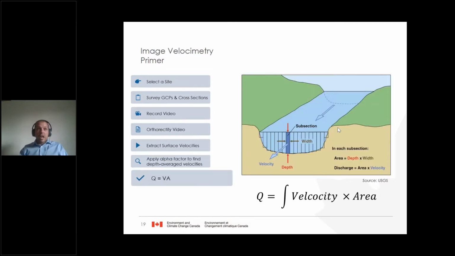And then after that, you have your area from your cross-section survey. You have your depth average velocities, and then you just do a regular velocity area method, and you integrate that across the river to get your estimated discharge.